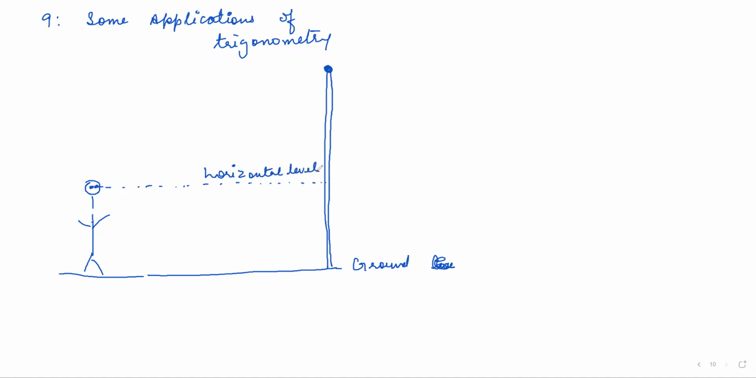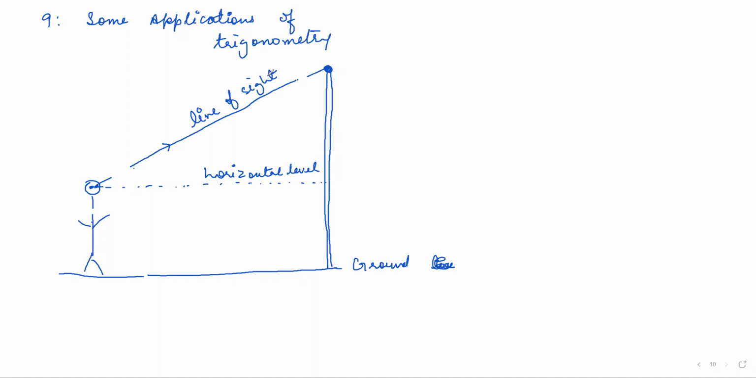All right. So this level of eye will be taken as the horizontal level. Now, if she is looking at the top of the pole, let's say, so obviously from her eyes, she will look like this. This is the line of sight. Clear? She is looking like this. So this is the line of sight.